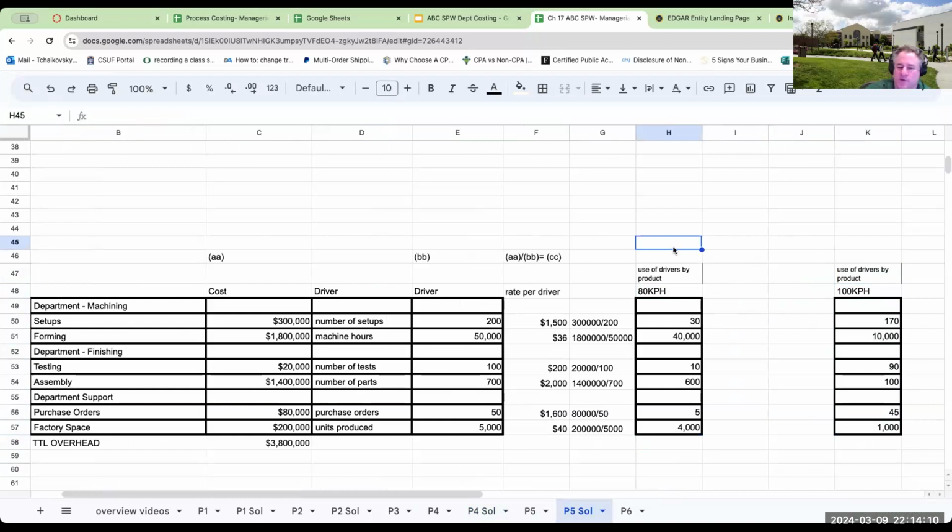So here, I'm going to call this over here DD. I'm going to take my rate per driver and multiply it by the drivers used by the product. So my rate per driver times the driver use. This is going to be my allocation.